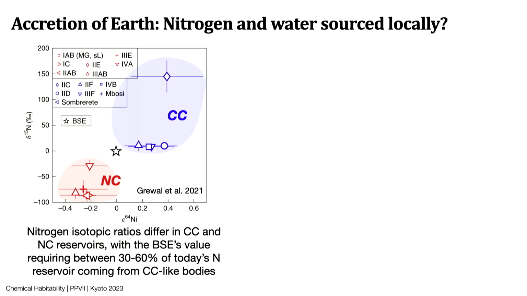The nitrogen 15 to 14 ratio of bulk silicate Earth falls between these two reservoirs, suggesting again that Earth's current nitrogen reservoir was accreted from both inner and outer solar system materials. So it just points towards isotopes of volatiles also being useful for discriminating between the reservoirs. Perhaps we'll hear more about that in the next talk.